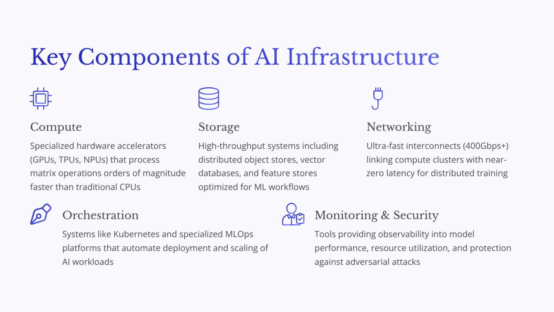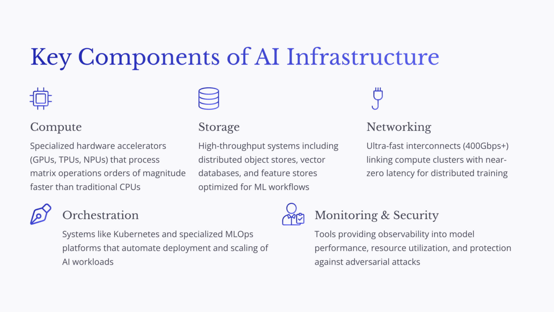To grasp AI infrastructure in practice, we must examine its five critical components. First, compute, the heart of the system, powered by accelerators like GPUs, TPUs, and NPUs, which crunch tensor operations orders of magnitude faster than CPUs. Second, storage, high throughput systems such as distributed object stores, feature stores, and vector databases that keep massive datasets flowing.